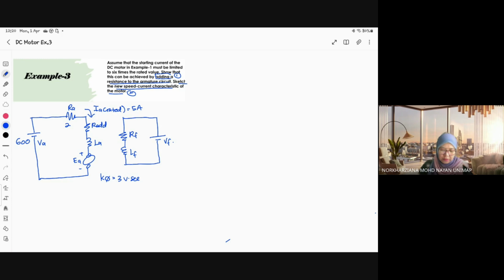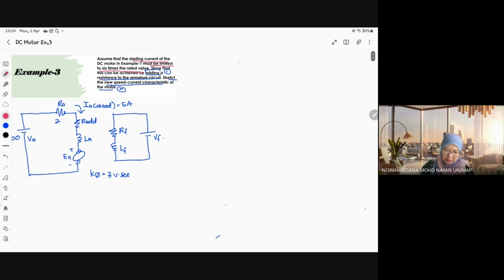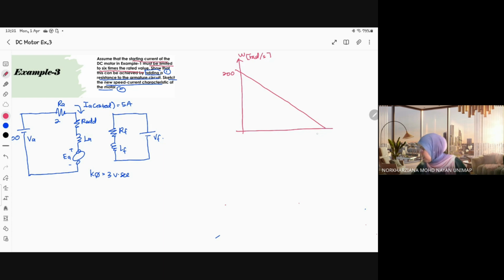Now, how can we achieve this: the starting current of the DC motor must be limited to 6 times of the rated value. Originally this is your slope, 200 and 300. So without additional resistance, this is 200 radian per second, the no load speed of your motor. And this one is the starting current, 300 ampere, right? 300 ampere.